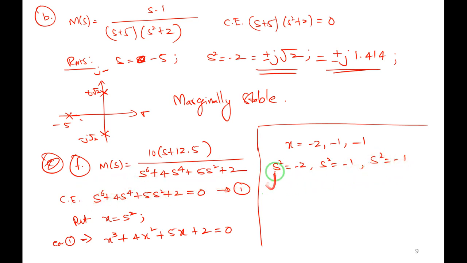So s1, s2, this first set of roots, is plus or minus j root 2. This is one set of roots. The third and fourth roots are plus or minus j. The fifth and sixth roots are plus or minus j once again. Okay, we will try to locate the roots.